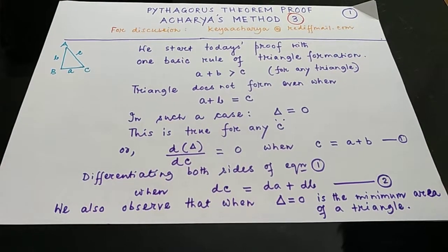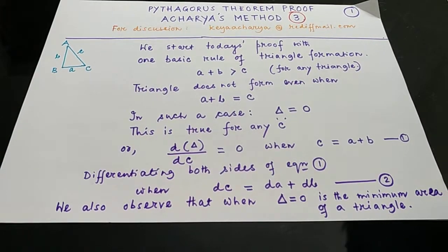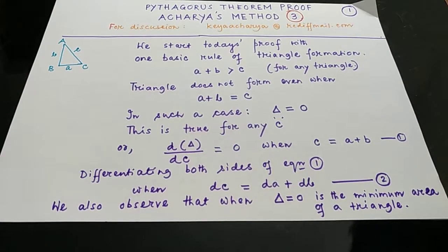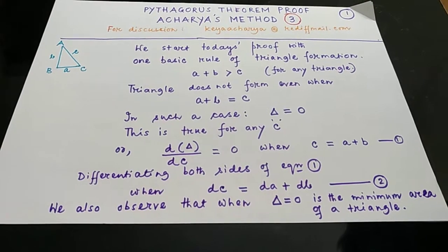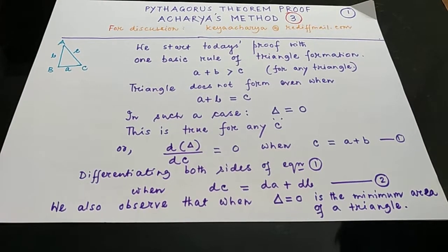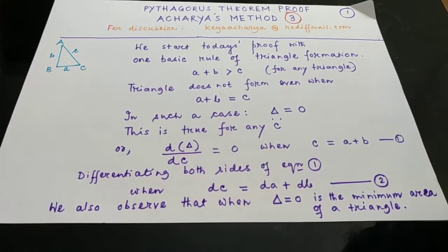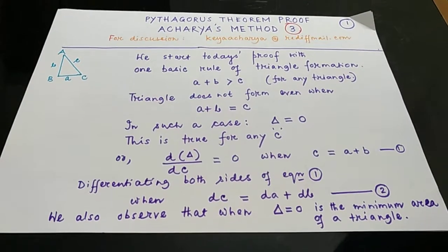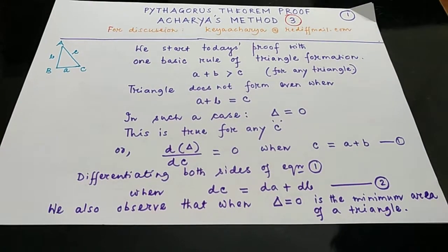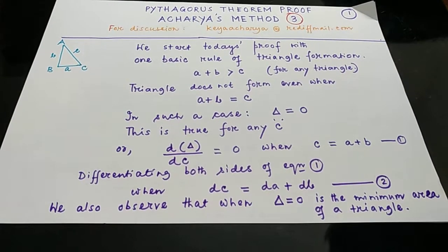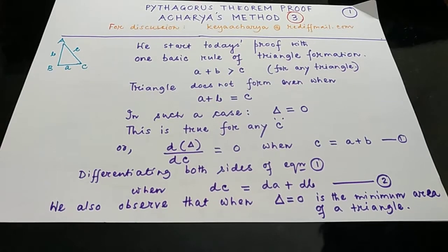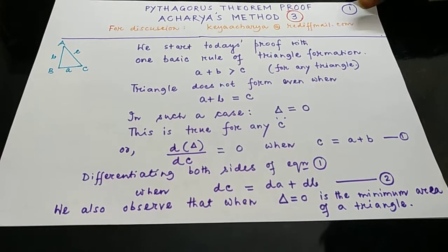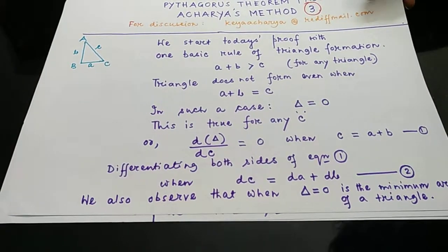And we make a small observation that when delta, the area of a triangle, equals 0, in such a case, this is the minimum area of a triangle which is possible. So this is also a minimization condition of a triangle of sides A, B and C, which is shown in equation 2. So out of 3 slides, I have completed 1, and I go to slide number 2 for further explanation.